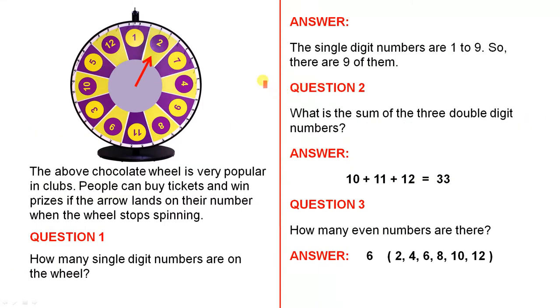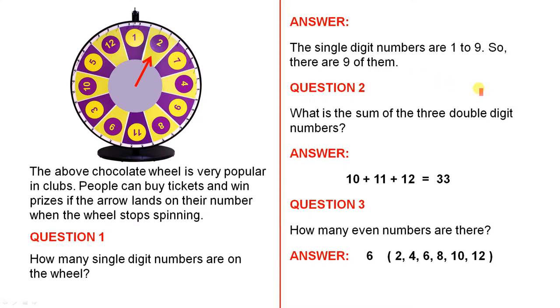The above chocolate wheel is very popular in clubs. People can buy tickets and win prizes if the arrow lands on their number when the wheel stops spinning. Question 1. How many single-digit numbers are on the wheel? Answer. The single-digit numbers are 1 to 9, so there are 9 of them.